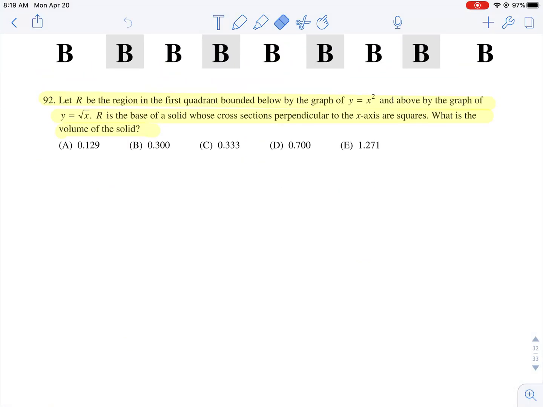And finally, 92. All right, so we have a graph of x squared and square root of x. Here's square root of x. Here's x squared. They intersect at 1, 1. So this is square root of x. This one's x squared. So that region is like the bottom of some solid, and then jumping out of your iPad screen right at your face are a bunch of different size squares.